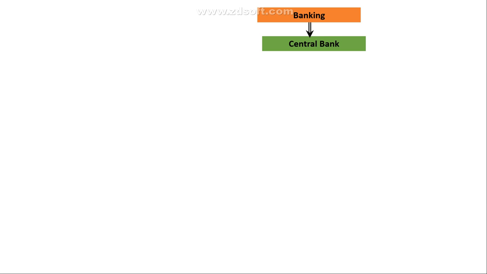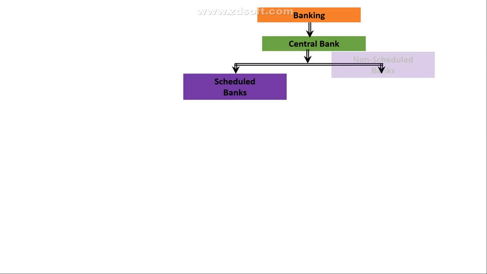Any bank which has to be established has to be registered and licensed under the Central Bank of our India, which is RBI. The RBI has classified banks into two classifications with respect to the types of banks, which are scheduled banks and non-scheduled banks. Scheduled banks are the banks which are registered under the second schedule of the RBI Act 1934.